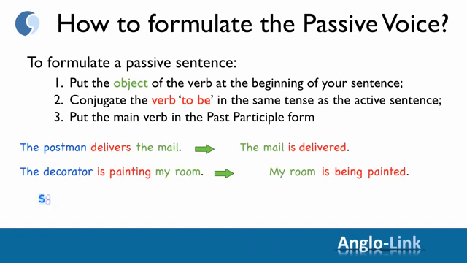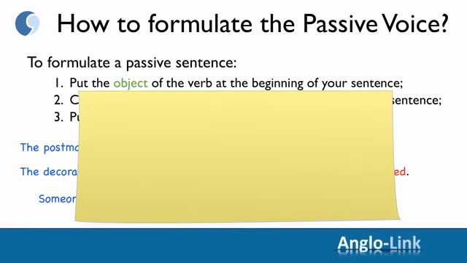One more example. Someone stole the money. Get rid of the subject. Put the object at the beginning, the money. Conjugate the verb to be in the past simple tense. Was. And change stole to the past participle form stolen. The money was stolen.